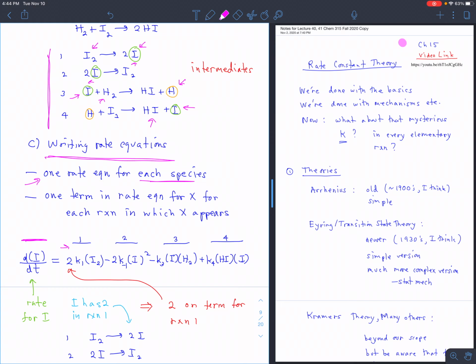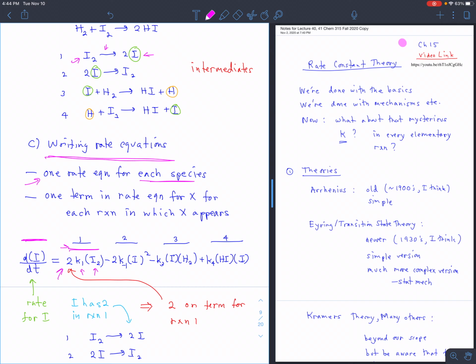That's unusual. Usually any one given species only appears in a subset of the elementary reactions. But in this case, it appears in every single one. So for the first one, I is created. The rate law for that is 2 times K1, that's K1 here, times the I2 concentration. It's always the reactants that appear in the rate laws for elementary reactions.